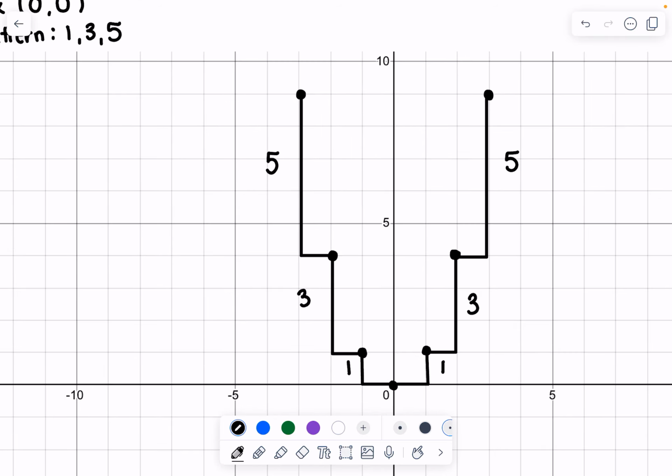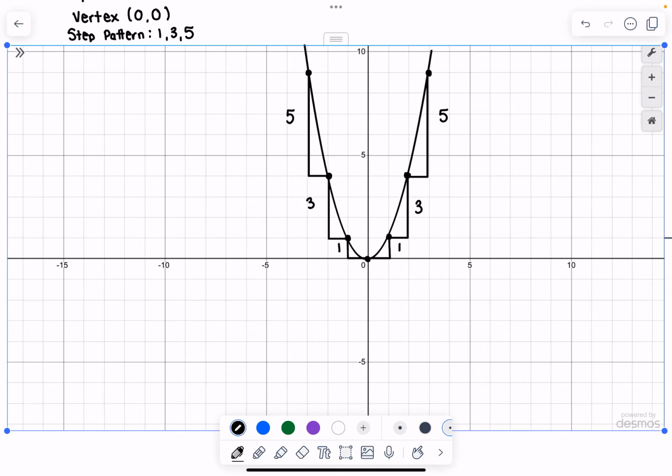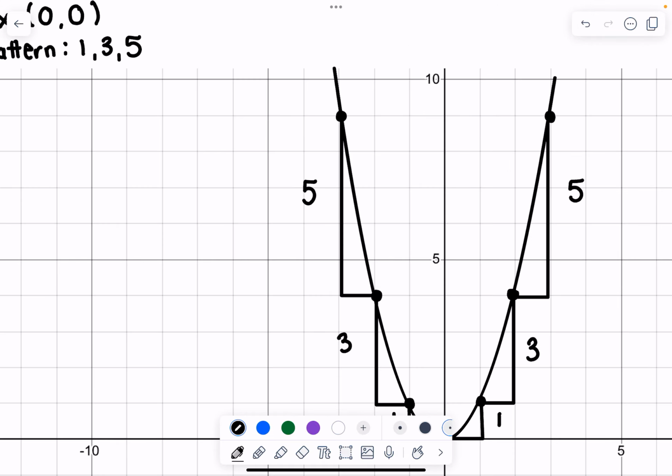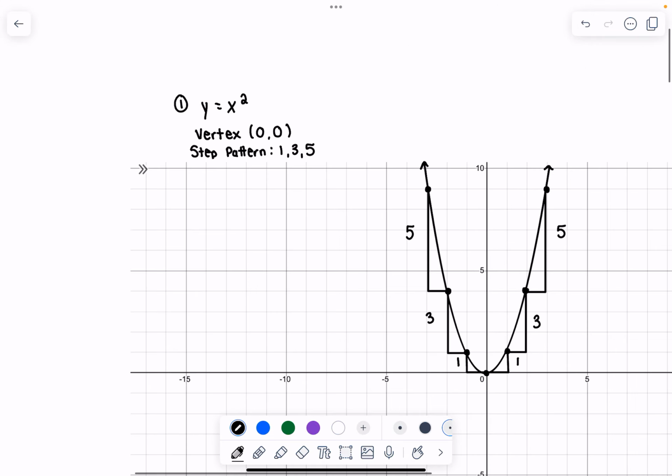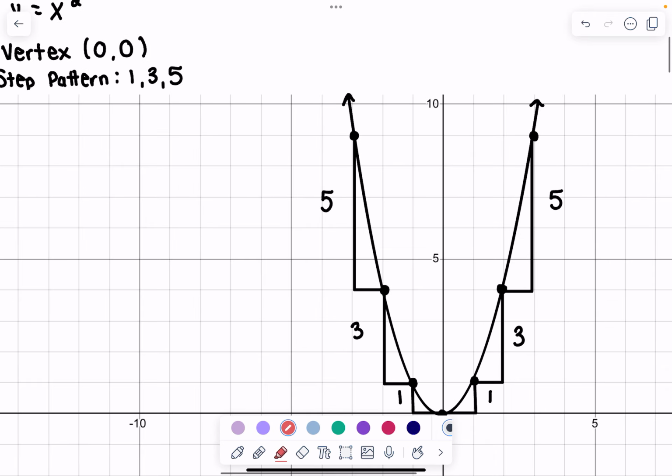Your last step, you're going to take all those points, draw a nice smooth curve through them, and you could also attach arrows at the end just to show the end behavior. Okay, and this should really just resemble your basic function.